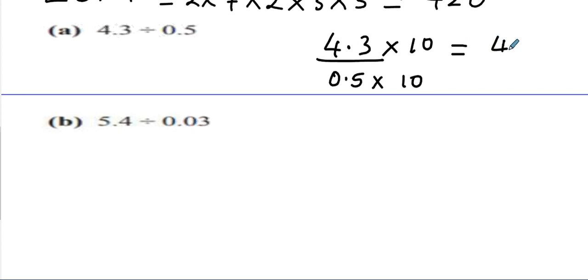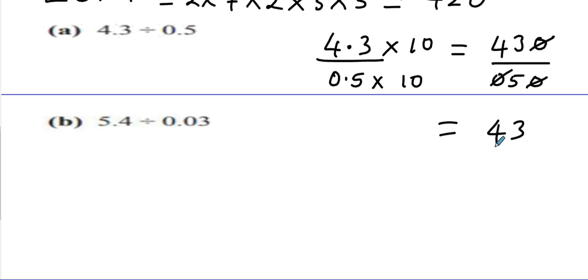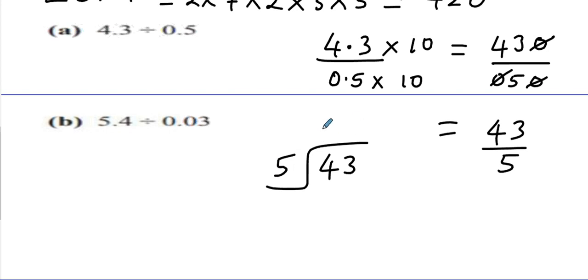This will be 430 over 050. 1 decimal place, cancel that, 1 decimal place, cancel that, and cancel that. This becomes 43 over 5. So you divide 43 by 5. This comes 8. That is 40. Subtract there, 3. Put the decimal point at this.